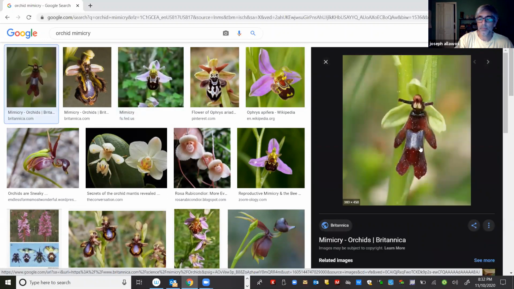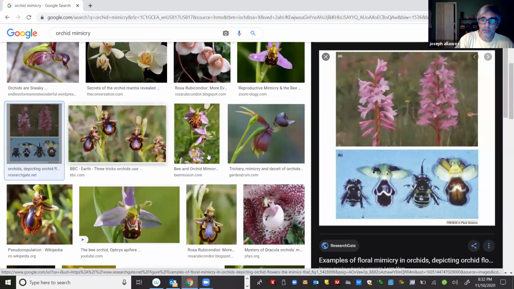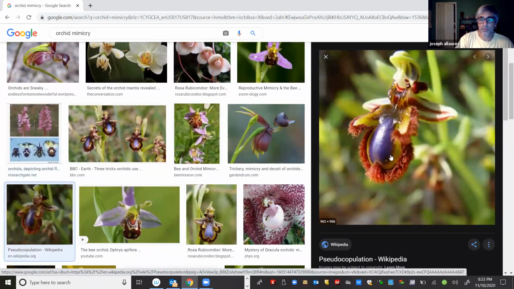Here's one that mimics a fly. Okay, and as you scroll down, you can see many more examples. Here are the pollinators and the flowers, and you can see some similarities there. This one I love. This was really one of the most impressive ones to me, with the hairy abdomen mimicking a bumblebee. Okay, so the idea is, how does this happen? It happens through millions of years of random mutation. The more the orchid mutates to look like its pollinator, the more likely it is to get pollinated. It's that simple.